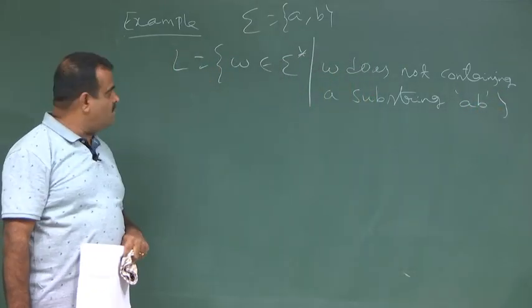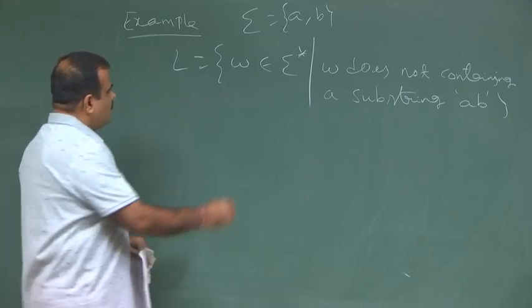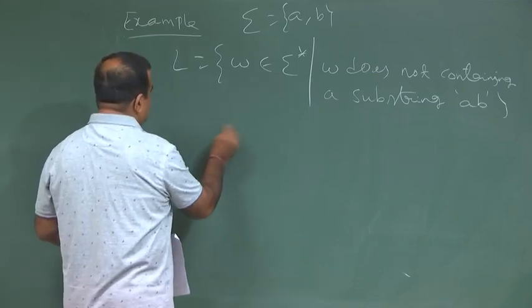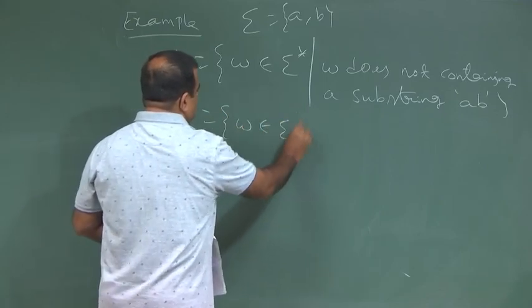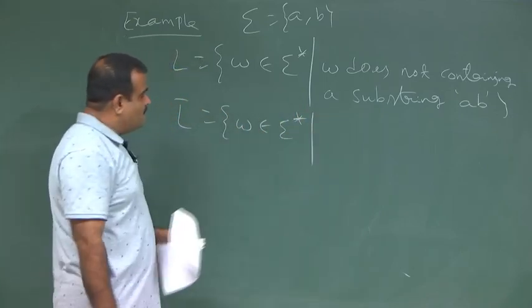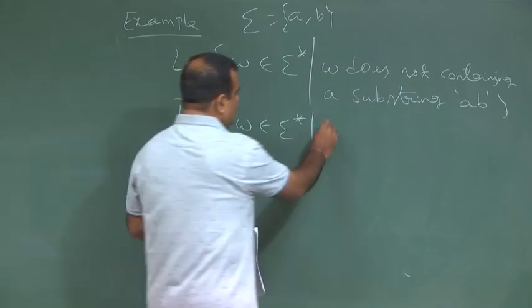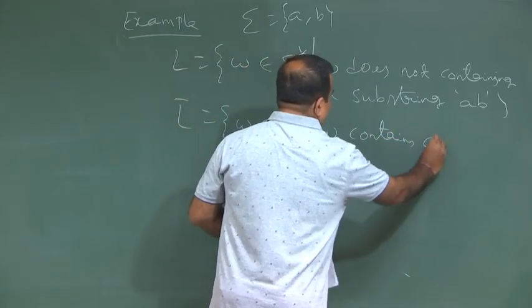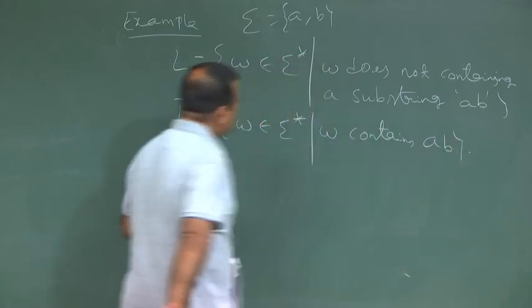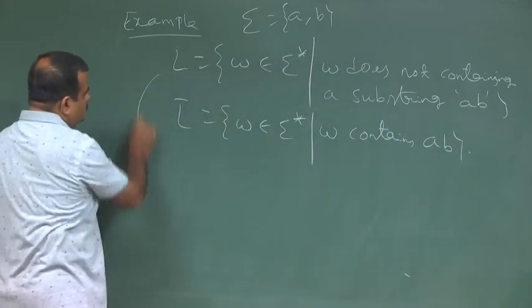Now, what is the complement? Before the complement, let us draw the DFA. So, what is the complement? Complement is W belongs to this, W does contain, W contains A B. Now, first of all, we have to show this is regular.